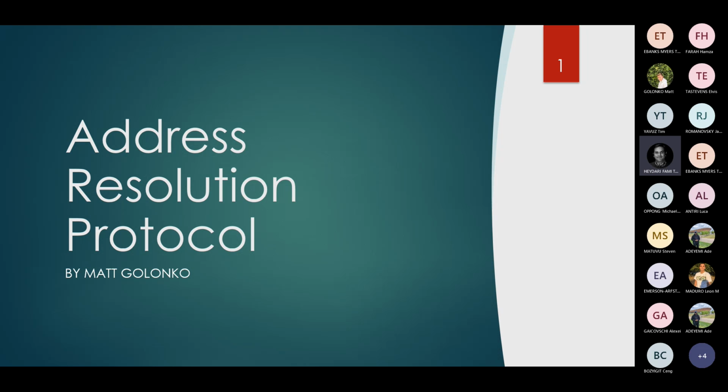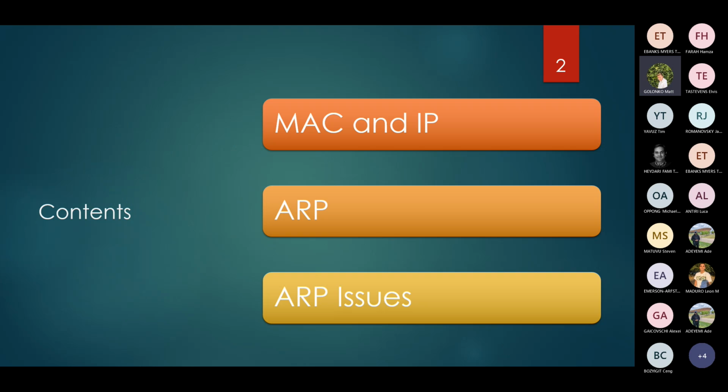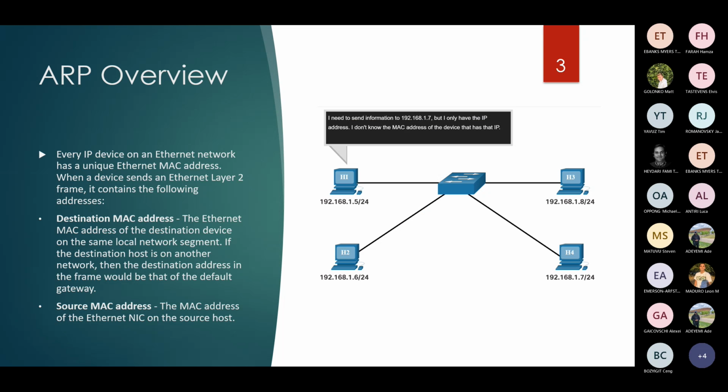Okay, go on. So address resolution protocol, the contents that we'll be looking at today will be MAC and IP, as well as obviously address resolution protocol, and then the issues with ARP. So ARP overview. Every device on the Ethernet network has a unique Ethernet MAC address. When a device sends an Ethernet layer 2 frame, it contains the following: a destination MAC address and a source MAC address. The destination MAC address is the destination device on the same local network segment.